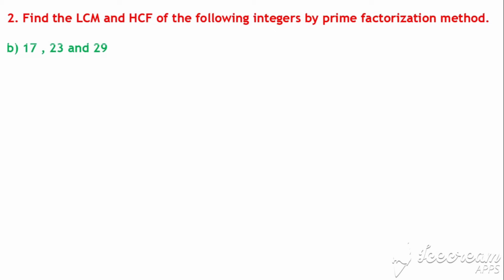Now the second question is 17, 23 and 29. You need to find the LCM and HCF using the prime factorization method. Now moving on to the solution. First you need to write the product of primes for 17, 23 and 29. So I get 17 power 1 as the product of primes for 17. For 23 it is 23. For 29 it is 29, because all these three numbers are prime numbers only.